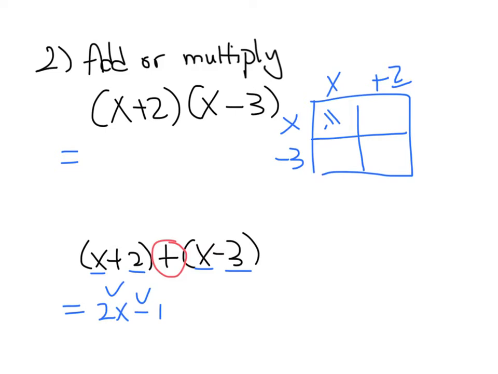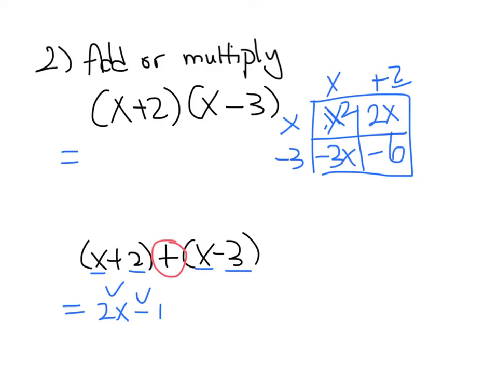Okay, I have a problem. So x times x is going to be x squared, and then x times 2 is 2x. X times negative 3 is negative 3x. Negative 3 times positive 2 is negative 6. Okay, so there you go.